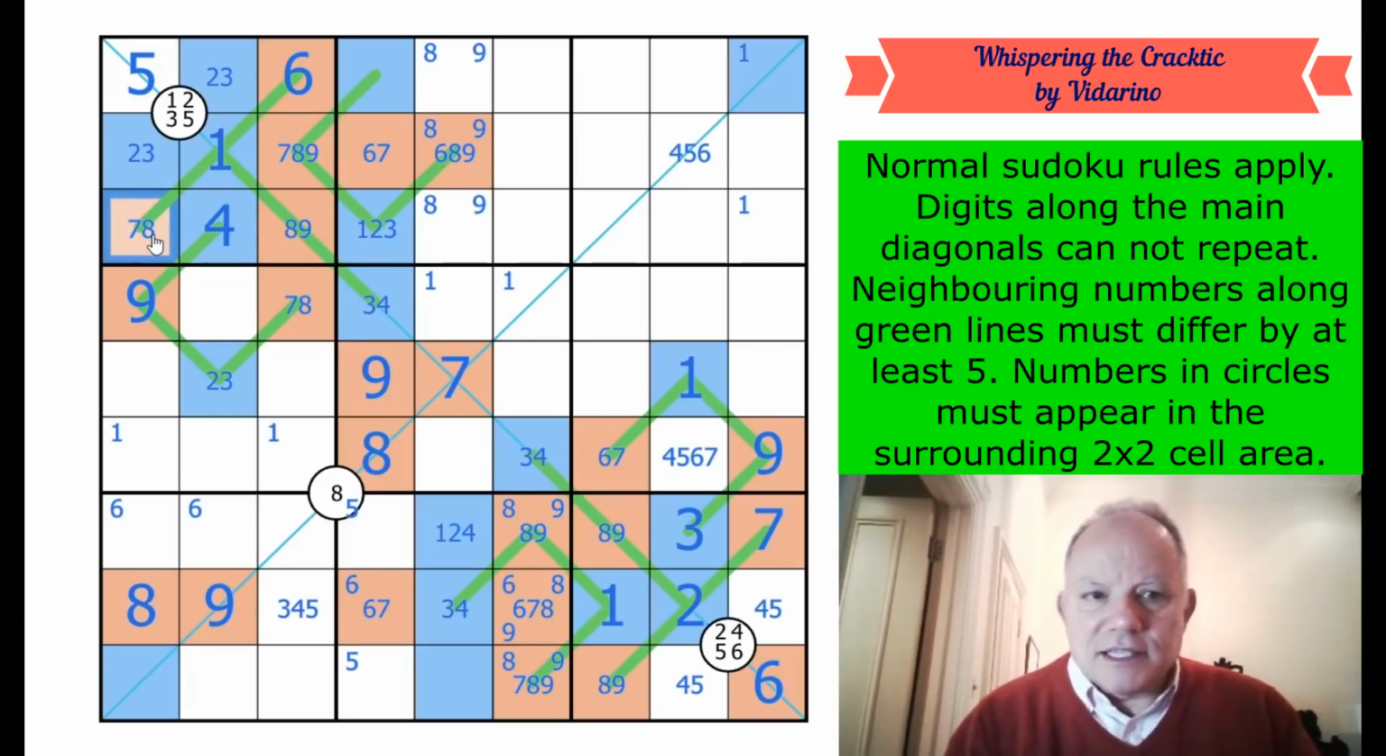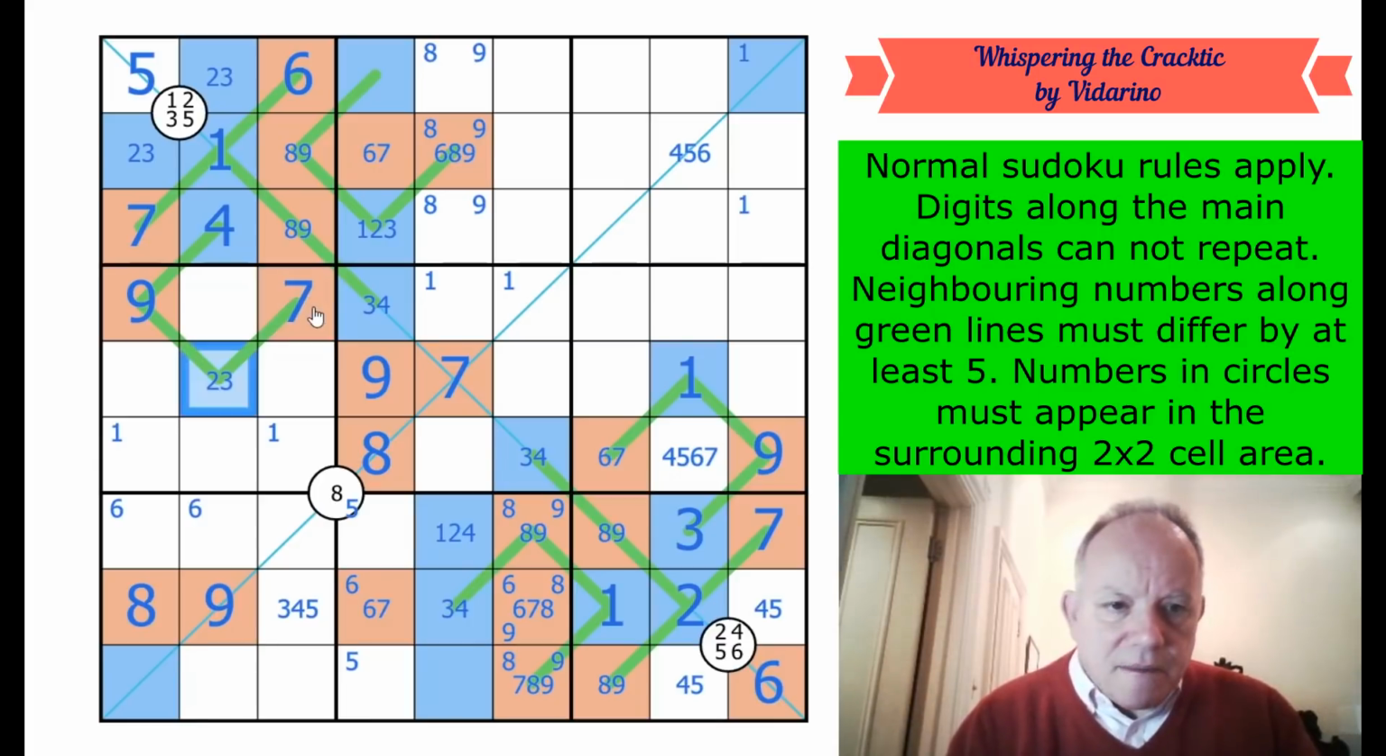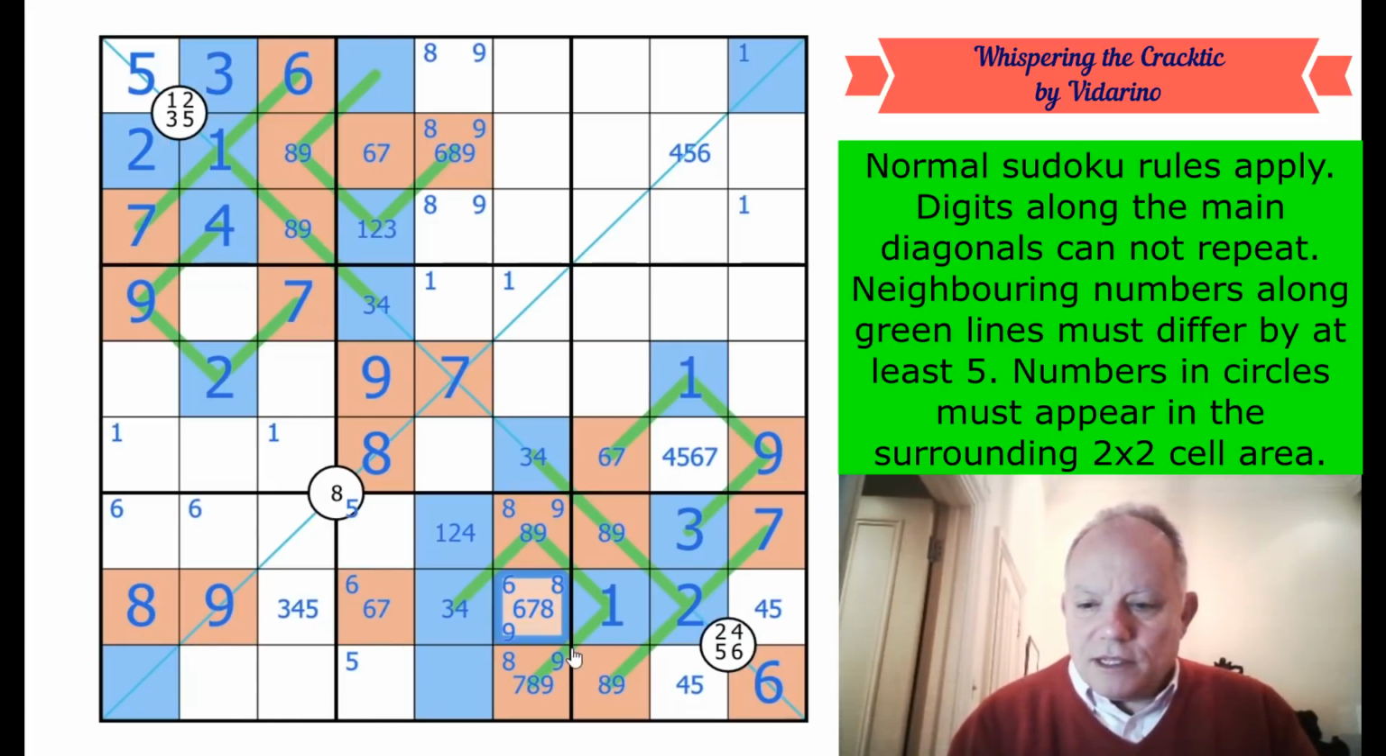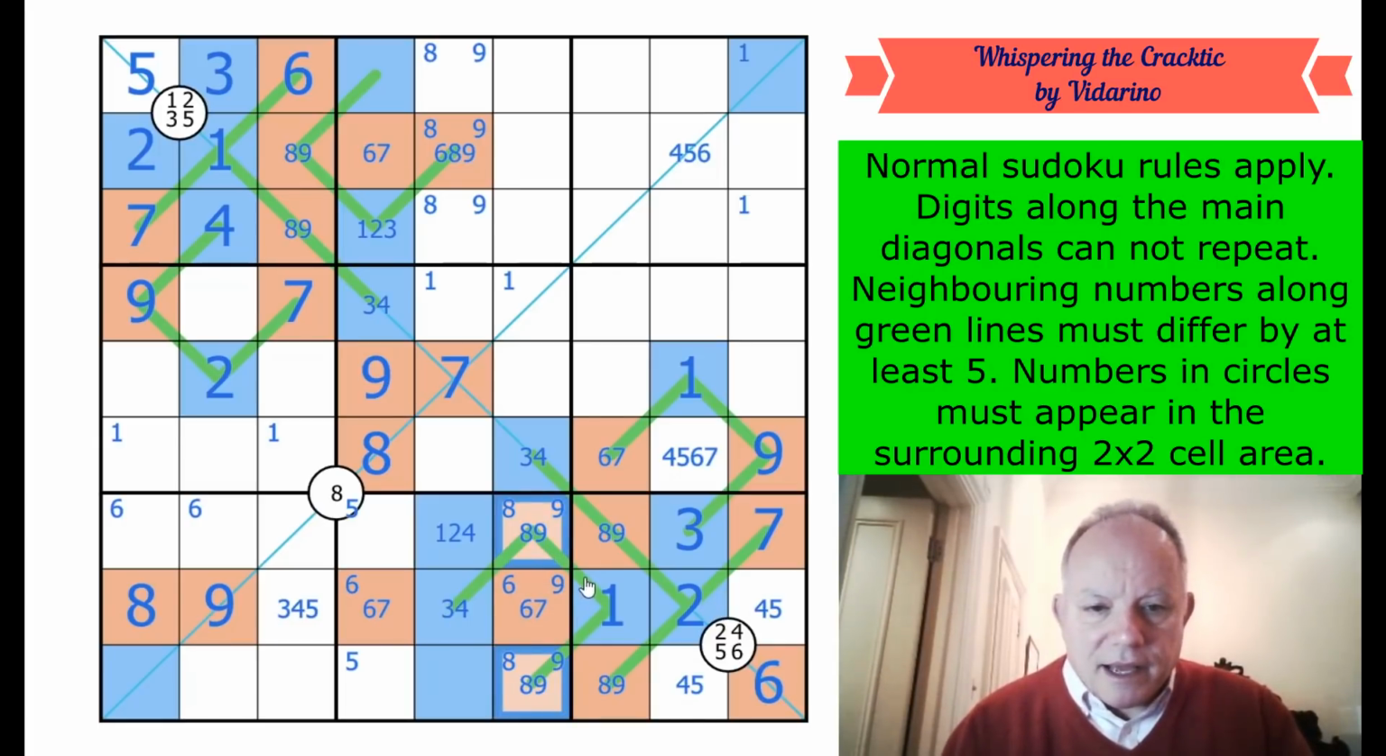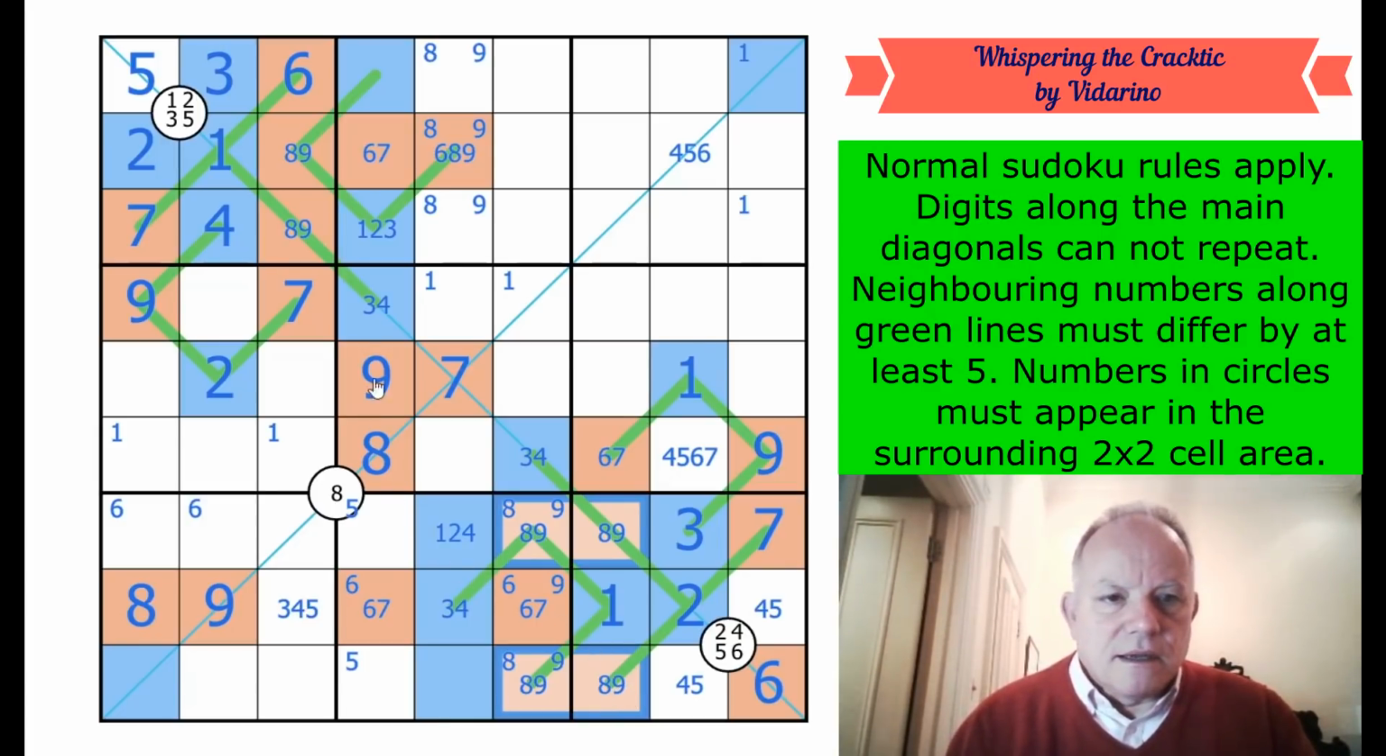So we get 8 there, 7 here. Now we've got an 8-9 pair. This is 7. That makes this 2 on the whisper line. 3 and 2. That's not an 8. So that's a 6-7 pair. So this is an 8-9 pair with another one here. What does that mean?